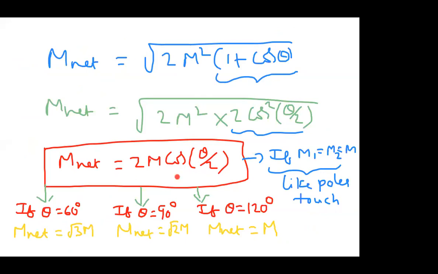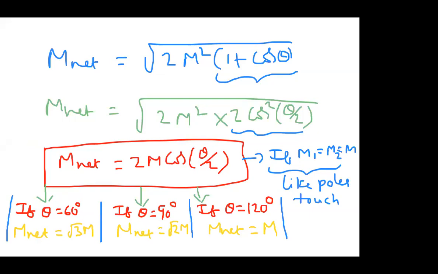When m1 and m2 are equal, net magnetic moment is 2m cos theta by 2. Here theta is 60, net magnetic moment is root 3m. Theta equal to 90, net magnetic moment is root 2m. Theta equal to 120, net magnetic moment is m. Like that we got the expressions here. I hope this is clear.